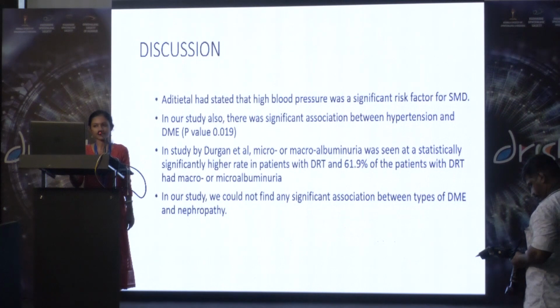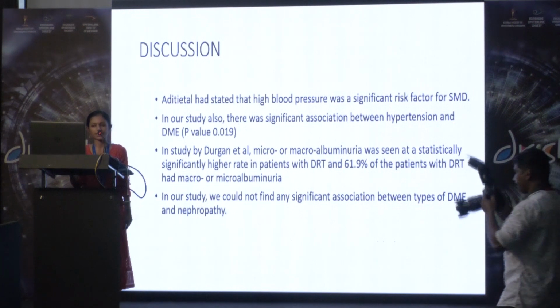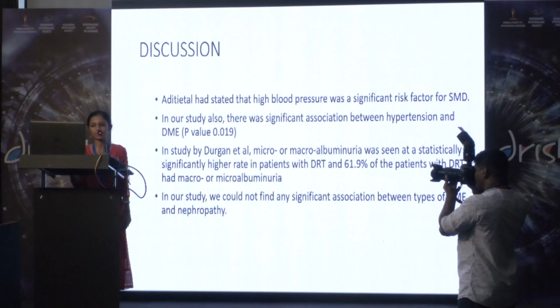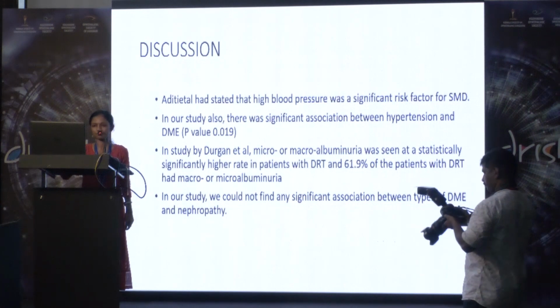Aditi et al. had stated that high BP was a significant risk factor for SMD. In our study, there was a significant association between hypertension and DME. In a study by Durgan et al., micro or macroalbuminuria was seen at statistically significant higher rates in patients with DRT. In our study, we could not find any significant association between the types of DME and nephropathy.